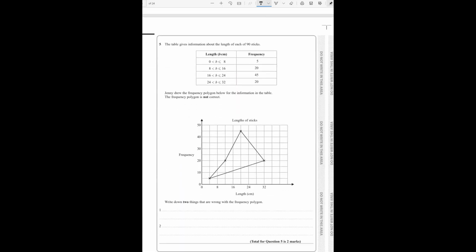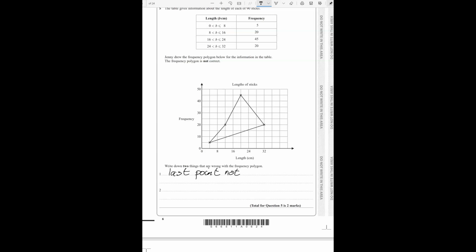Right. What have we got now? Frequency polygon. We've got the length, the frequency. Jenny drew the frequency polygon below from the information on the table. Frequency polygon is not correct. Well, you've got to plot these points in the middle. So it should be 4, 12. Yep, this all looks promising. 16 to 24, so that's 20. 24 to 32, so it should be at 20. Right, okay, so the last point hasn't been plotted in the middle.